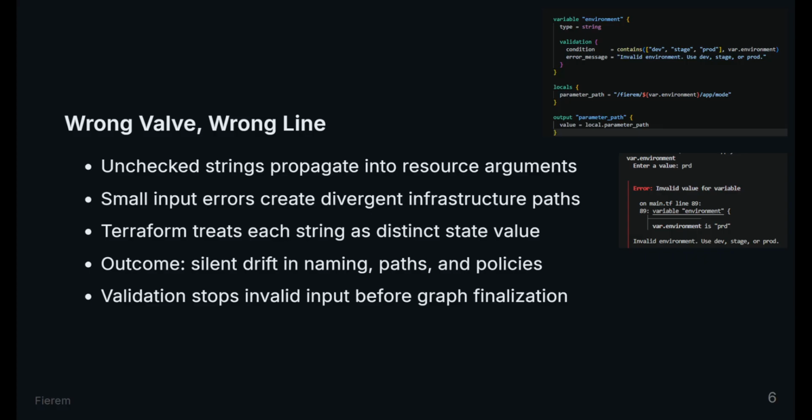The mechanism is unchecked input propagation. The outcome is silent configuration drift that starts at the module boundary and surfaces later in state, naming, or access policy behavior. Validation is cheap because it stops the bad value before the graph is finalized.